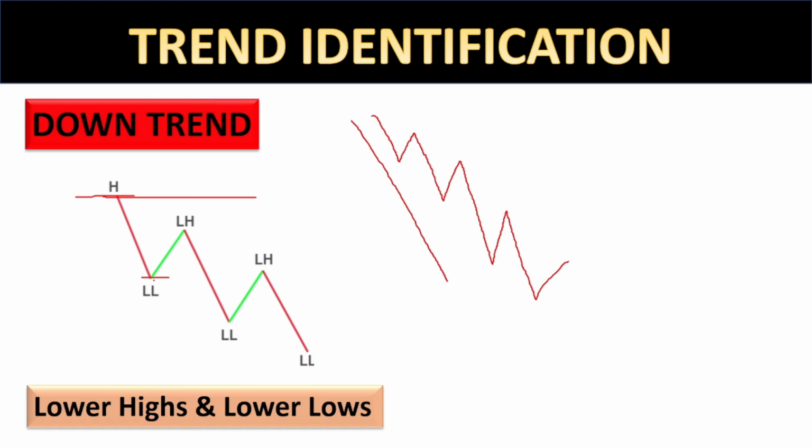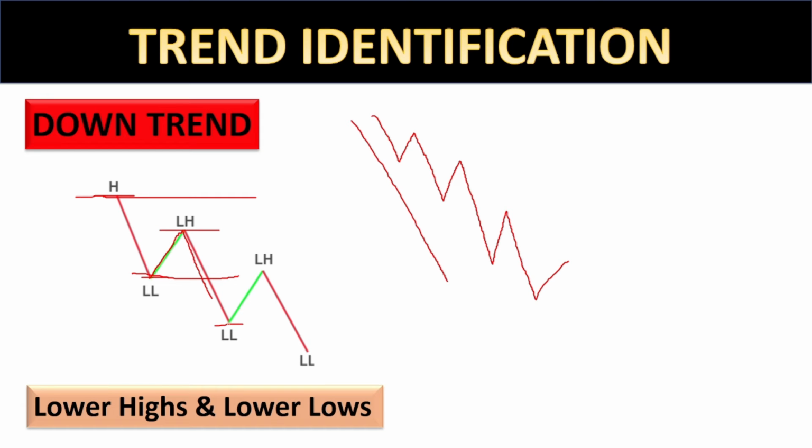From this price point, it took some support and the market tried to move upwards, but it couldn't break the previous high. So we consider it a lower high, and from here it again broke the first lower low and formed a new lower low, correct?